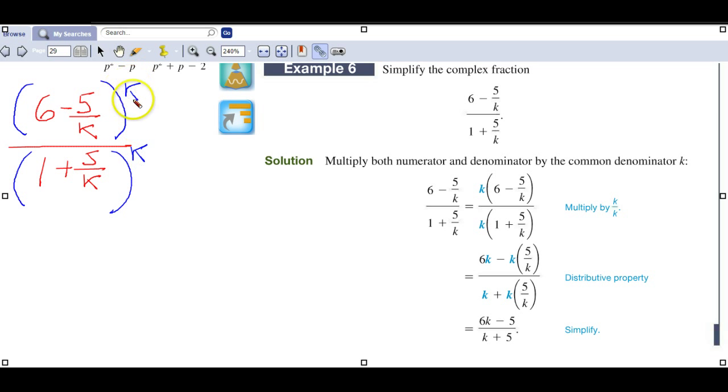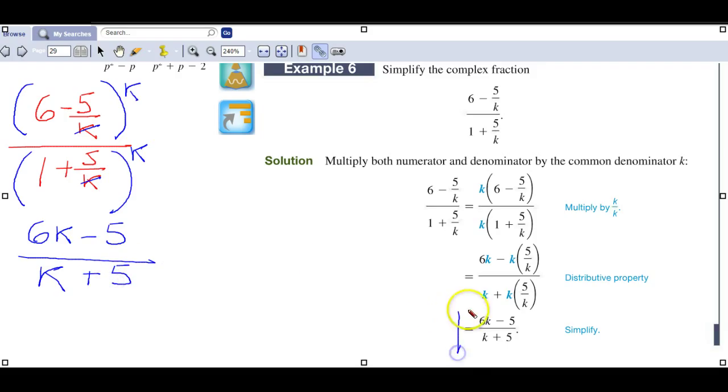Now, this is multiplication. It looks like an exponent, but that's not an exponent. So we then go 6 times k is 6k. Now here, the k's will cancel out, and we get a negative 5. Then we go 1 times k is k. Here the k's cancel out and we get plus 5. And that is our answer.